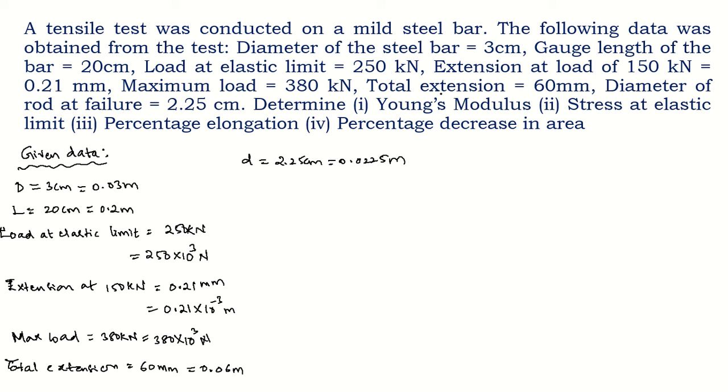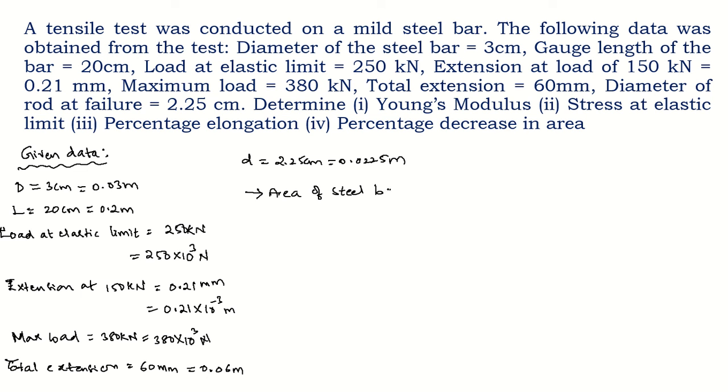He's asking us to calculate Young's modulus capital E, stress at elastic limit, so you should calculate sigma at elastic limit, percentage elongation when compared to the original length, and percentage decrease in area. Before it is failing, the area is decreasing, right? So for that, what is the decrease? First, before we get into the problem, let's calculate the area of the steel bar, meaning the original area.